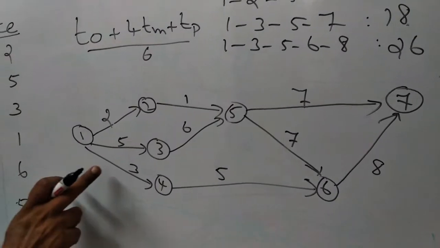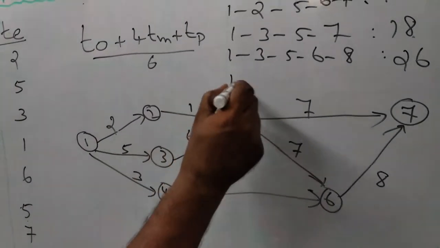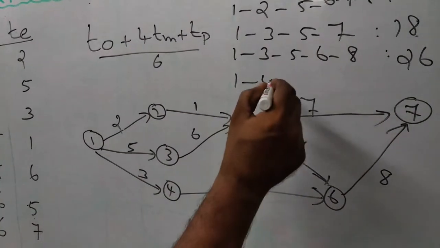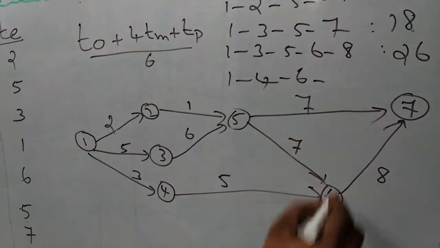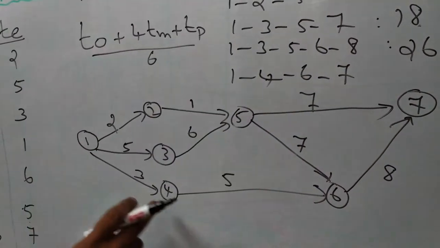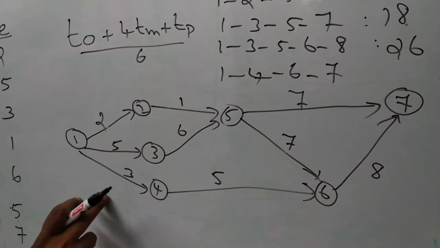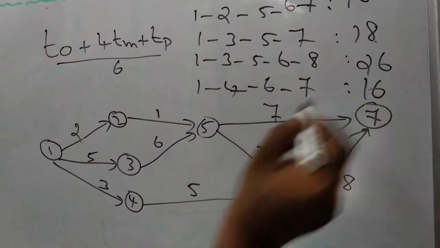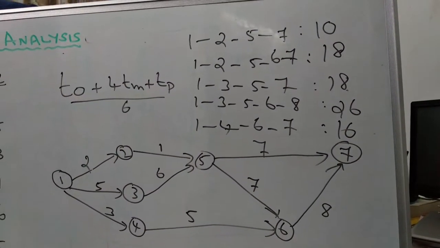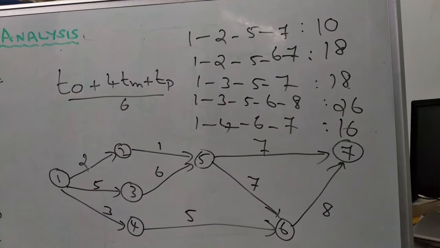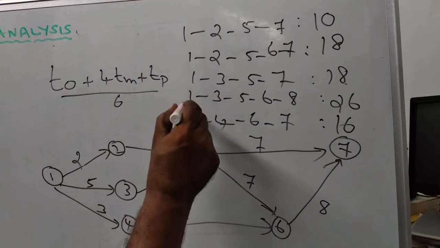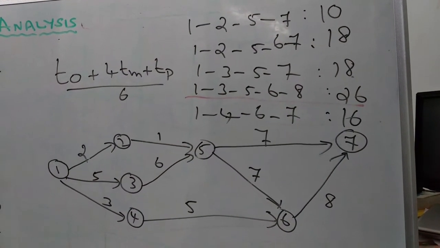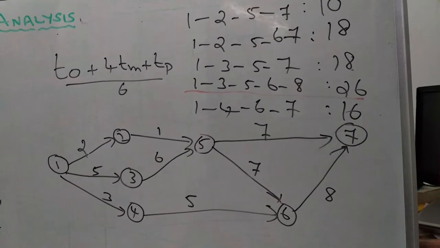One more, 1 to 4, 4 to 6, and 6 to 7, that is 1, 4, 6, 7. Duration is 3 plus 5, 8, plus 8, 16. The critical path is the longest one, and that is 1, 3, 5, 6, 7.